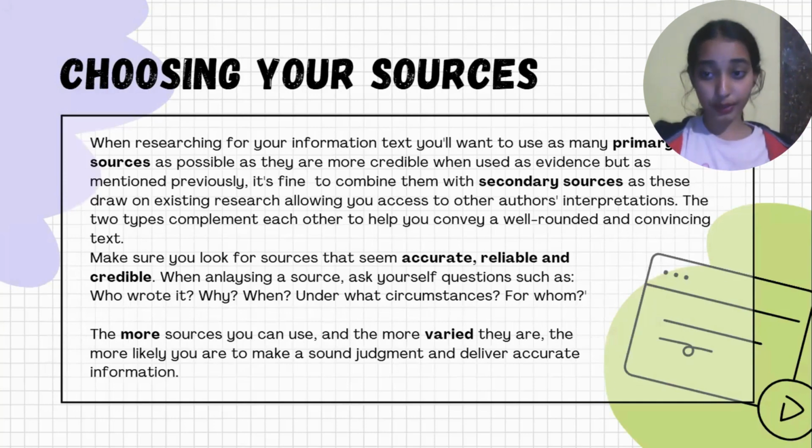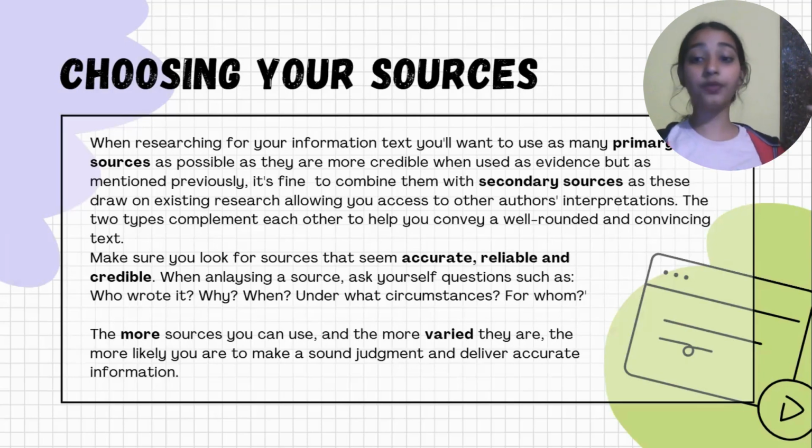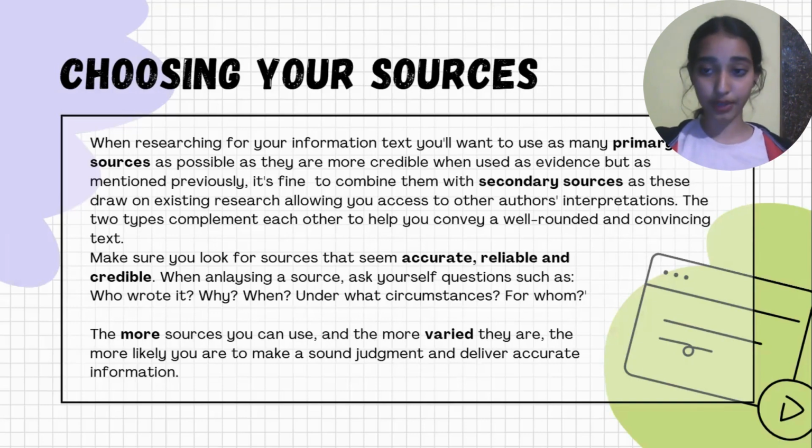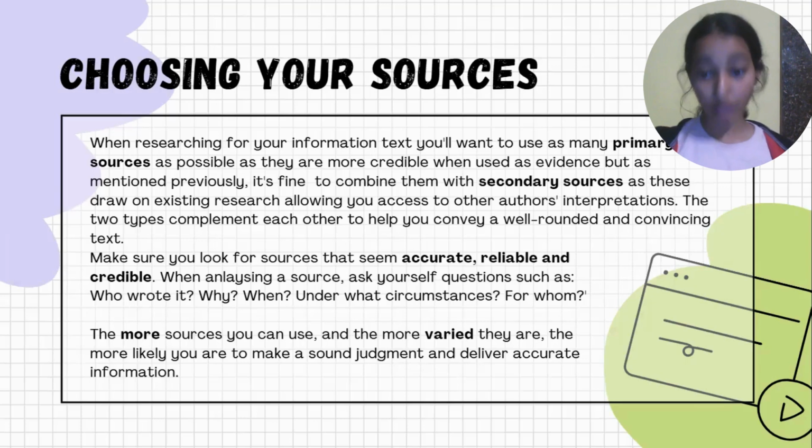One more thing that you should know is that you should use primary resources as much as possible, as they are more credible when used as evidence. But as mentioned previously, it's fine to combine them with secondary resources, as these draw on existing research, allowing you to access the other author's interpretation. The two types complement each other to help you convey a well-rounded and convincing text. Make sure you look for those sources that seem accurate, reliable, and credible.